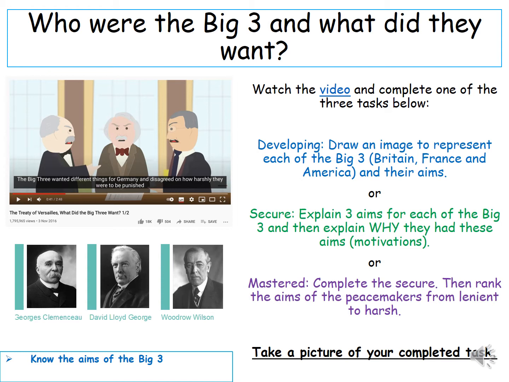So we're going to talk about Georges Clemenceau, what was his aim, and why did he want this aim for the Treaty of Versailles? And then master's students, you're going to complete the secure, but could you please rank the aims of the peacemakers from lenient, so they want to be quite nice to Germany, to the most harshest. So they want to really severely punish Germany. And then take a picture of your completed task and upload to Class Charts.